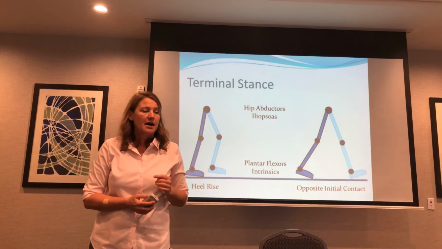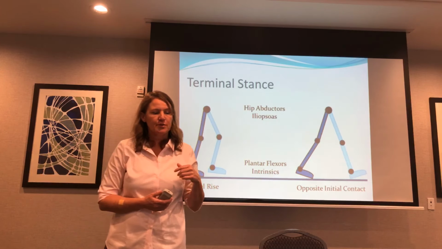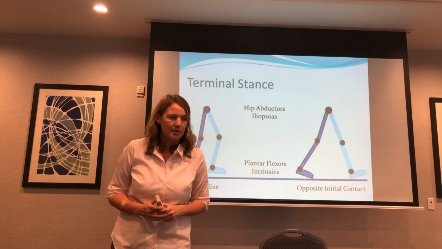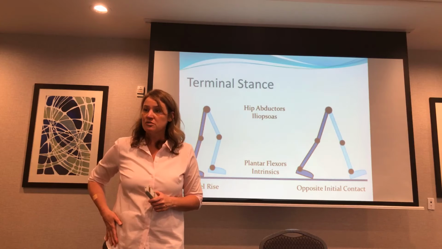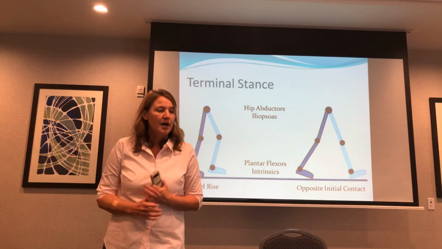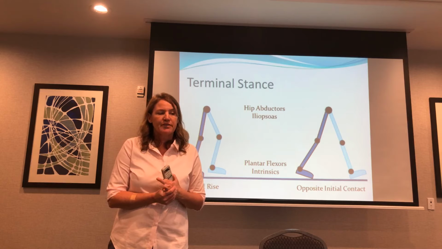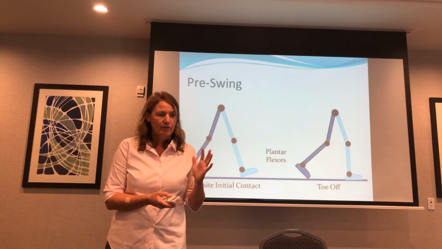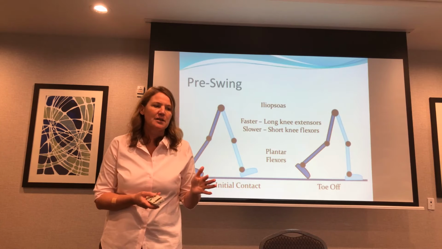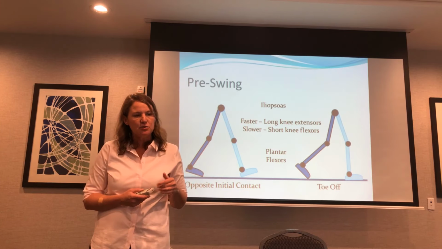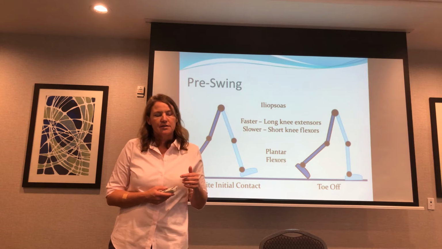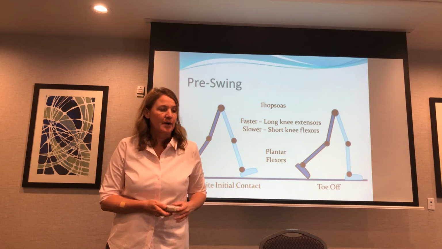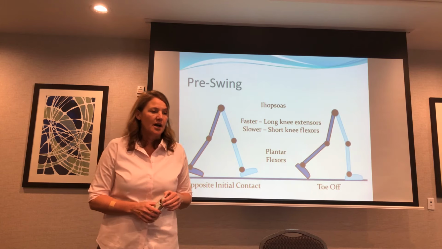Terminal stance. When you get down to terminal stance, you're about to put the weight on the other limb. So you still need your hip abductors. At this point you need your hip flexors, your iliopsoas, to control. And you need your plantar flexors and your intrinsics to be able to push off. So it's another important time with a lot of muscle activity. The more muscle activity you need during a phase, the less likely they're going to have that if they have deficits. They're just not going to have a good gait.